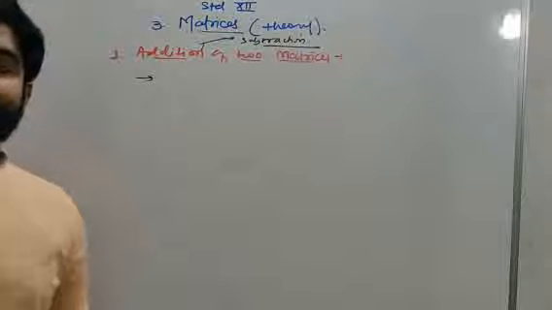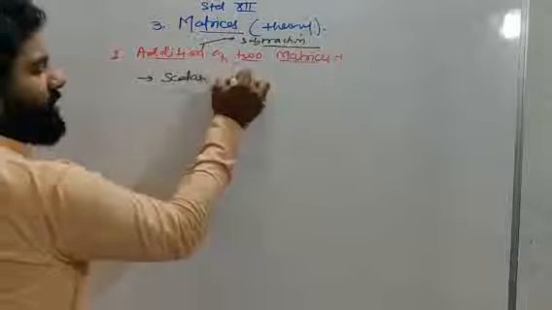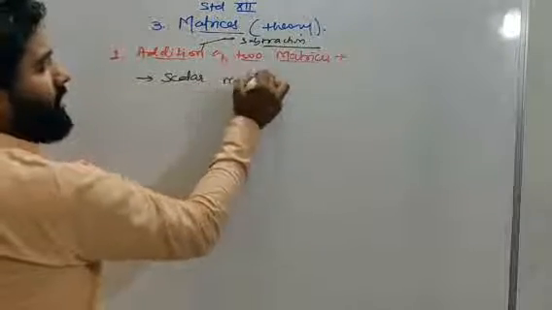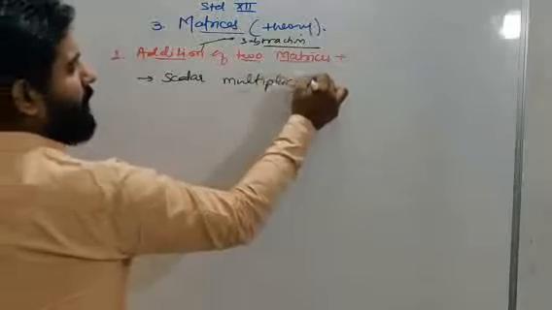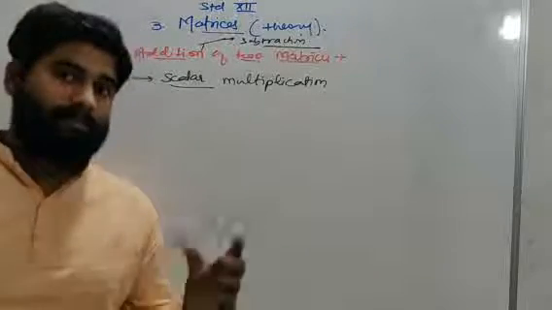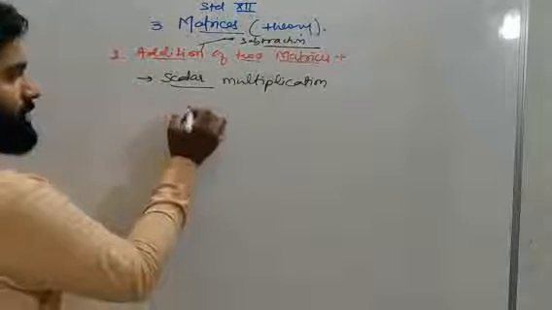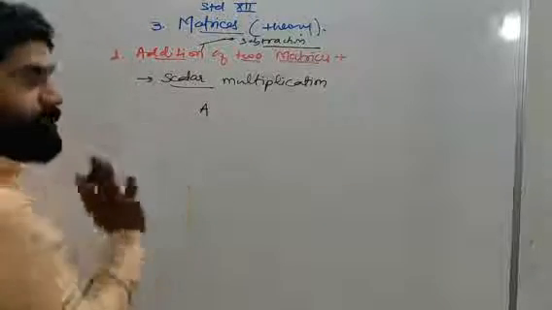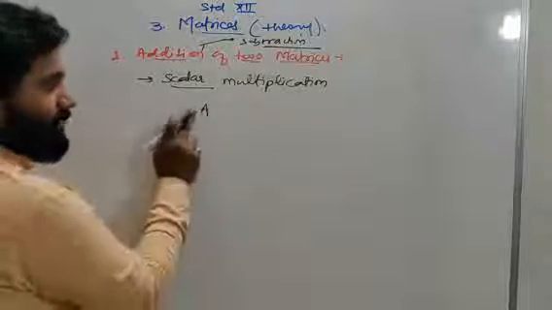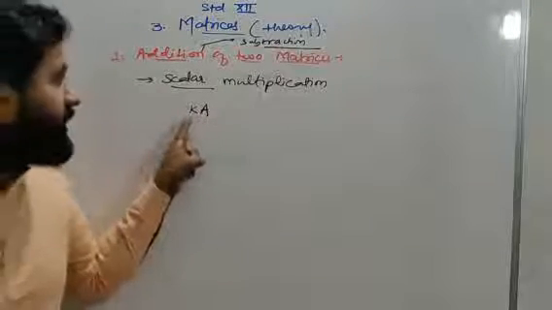Now, after studying addition and subtraction, there is something called scalar multiplication. We have a separate topic of multiplication of two matrices, but that is quite different. Scalar multiplication means what? Suppose a matrix A is there. If any constant K is multiplied, each and every element of the matrix will be multiplied by that K.